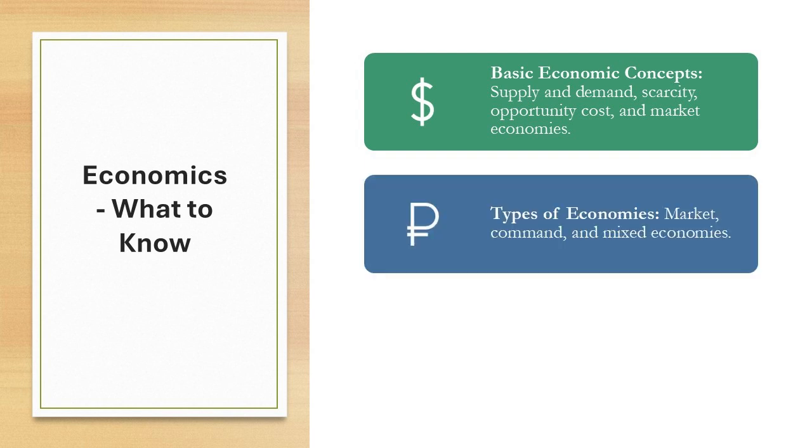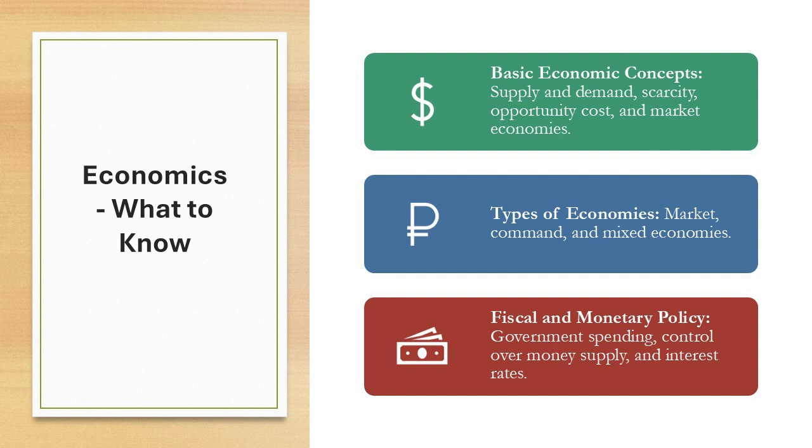2. Types of economies. Market economy. The economy is driven by the choices of individuals and businesses. Command economy. The government makes all decisions about what is produced and how. Mixed economy. A combination of both market and command economies.